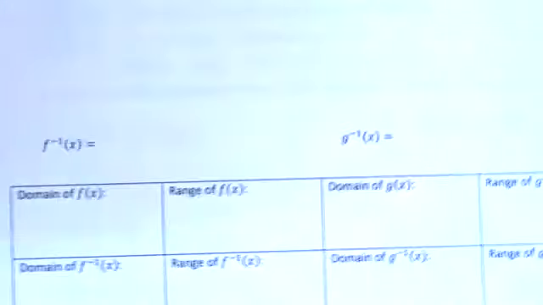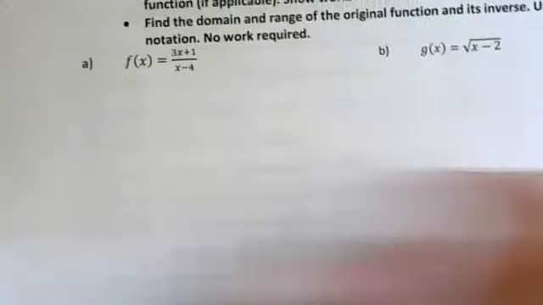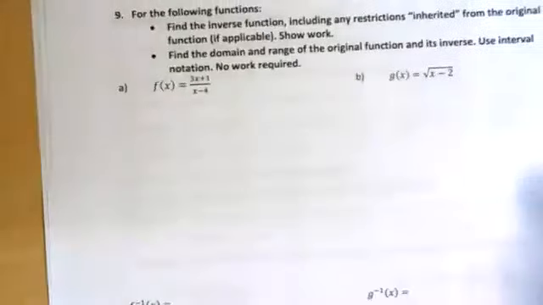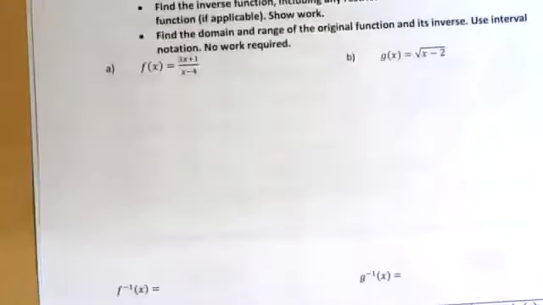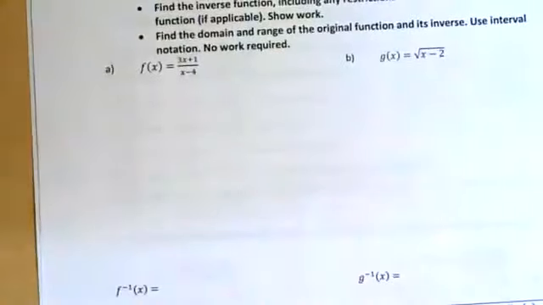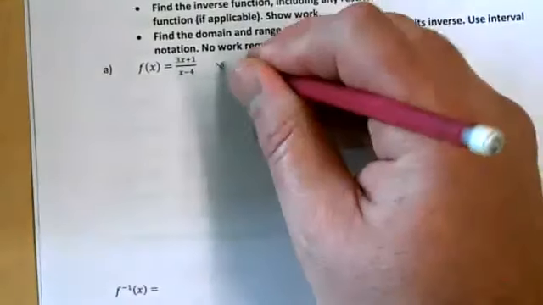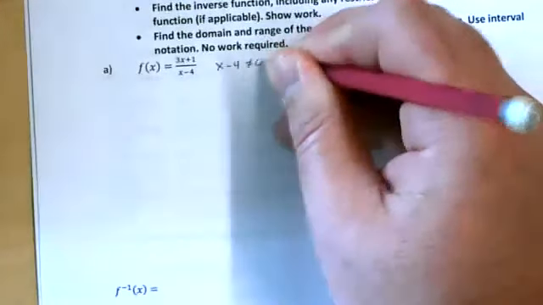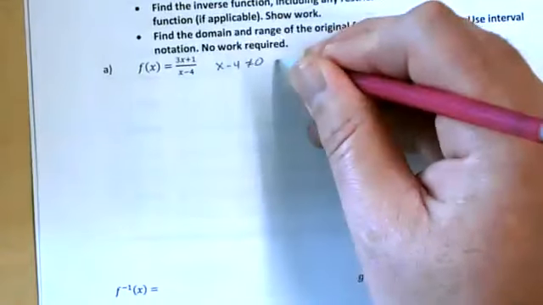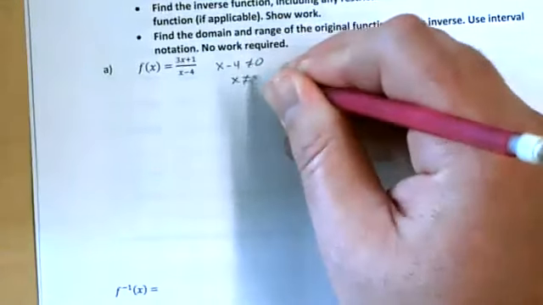Last page. All right. So let's zoom out so we can see the whole thing here. All right, we're going to find domain and range for each of these. So let's go ahead and find the domain of the original function. X minus 4 is not equal to 0 because that's in the denominator. So x is not equal to 4.